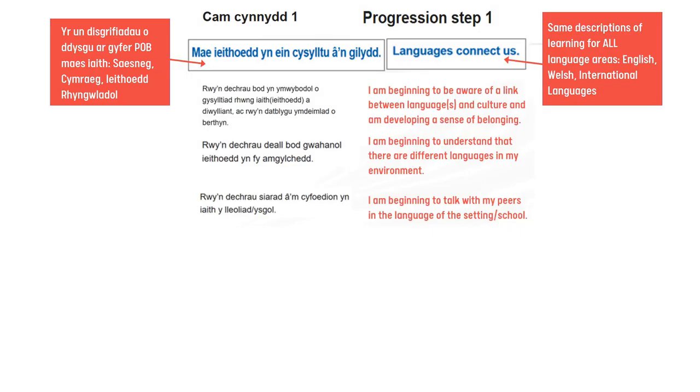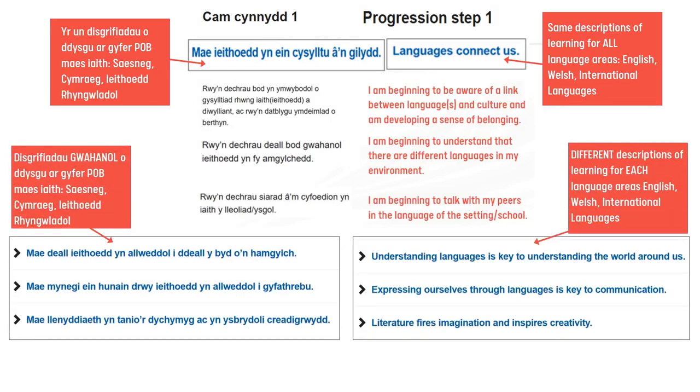Okay, let's get into the other three statements of what matters, because as we've seen, for Languages Connect Us, we have the same descriptions of learning across all the different languages. It's when we get into the other three, so understanding languages, expressing ourselves, and literature, that they have different descriptions of learning for each language. So we're going to look at the international languages ones now.